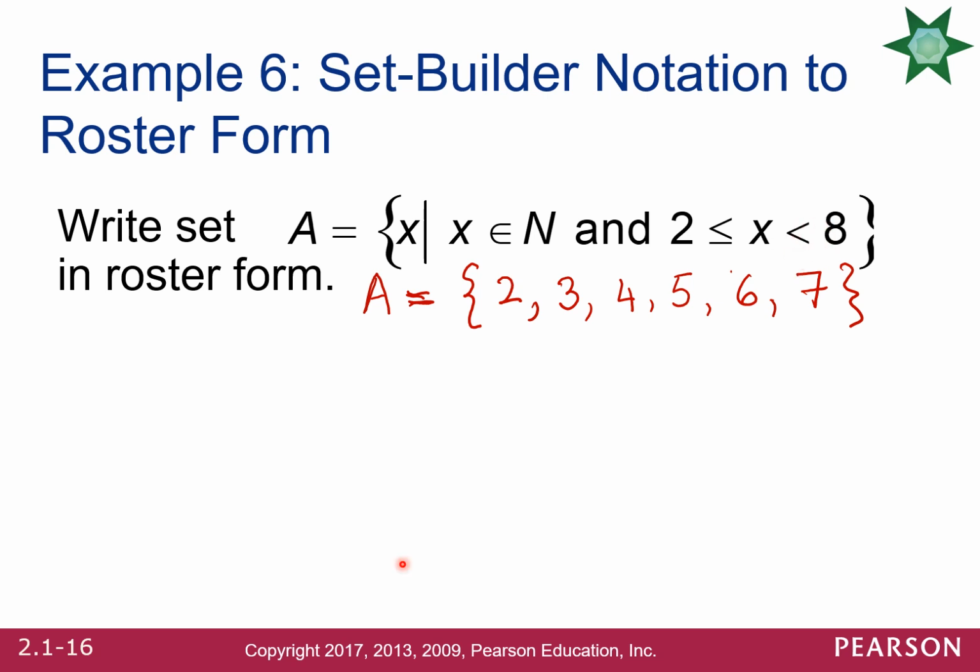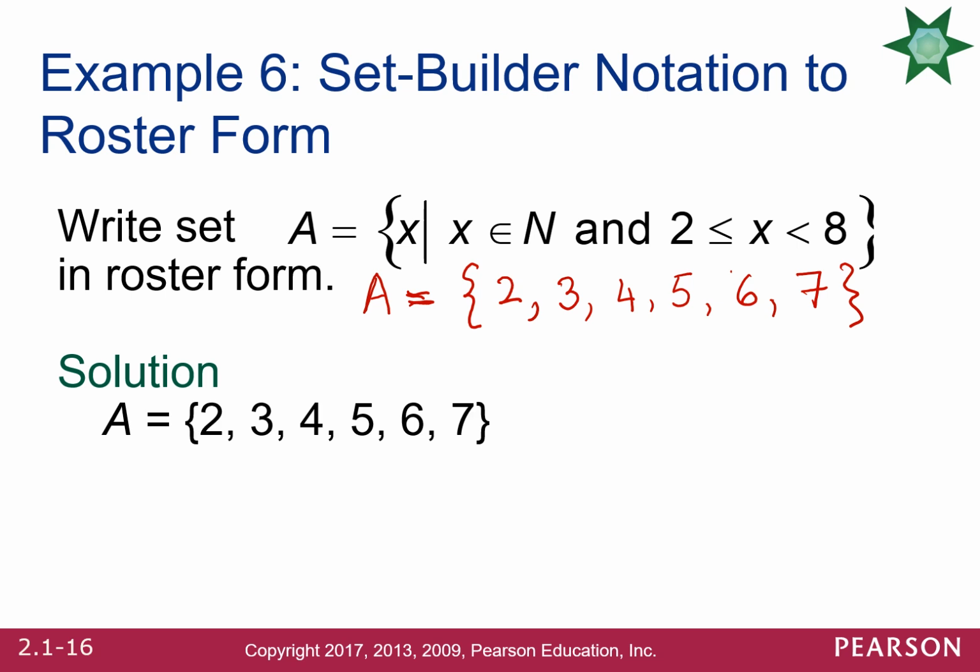All right, so let's see what the solution is here. So the solution is A equals, and then within braces, just what we wrote here, 2, 3, 4, 5, 6, 7. All right.